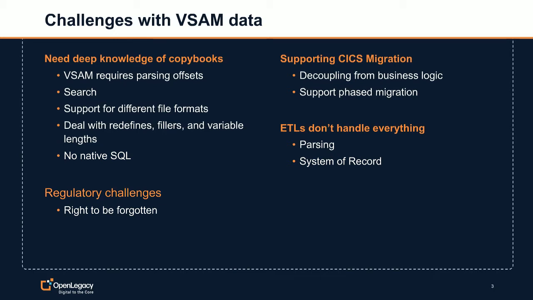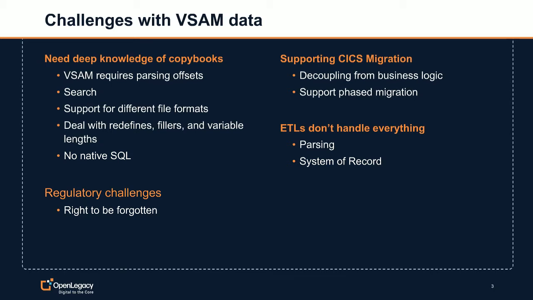VSAM requires parsing the offsets, looking through different offsets inside of the actual Cobol copybook. You want the ability to do search, and search, again, you have to go through the copybook, be able to pick out the right things and actually be able to work with search, which we're going to get a demo of from Jorge a little later on. He's going to show some of the search capabilities we can do here.